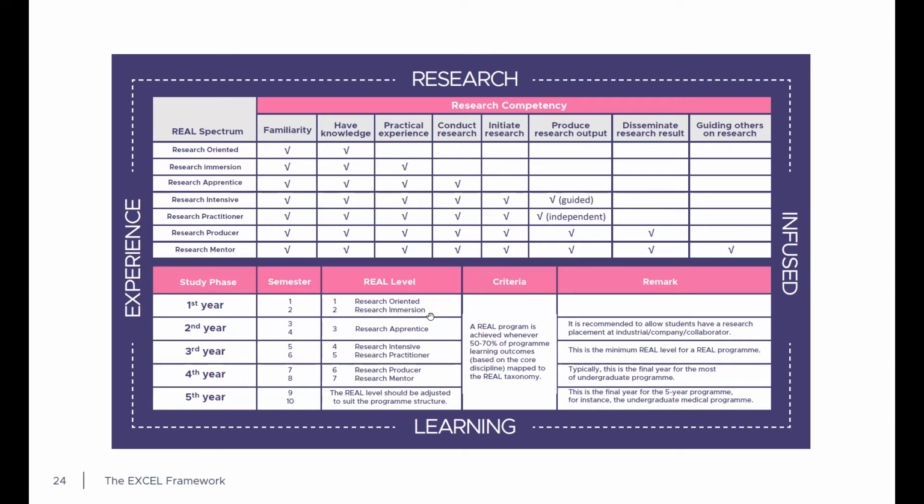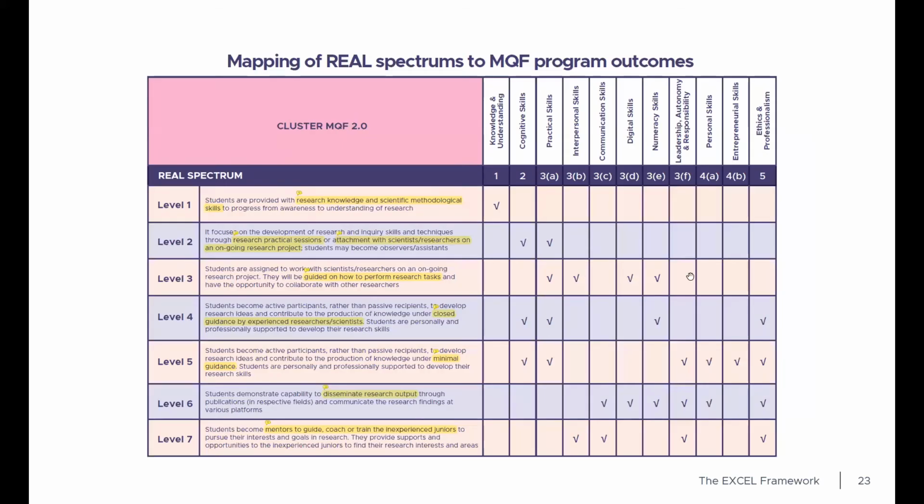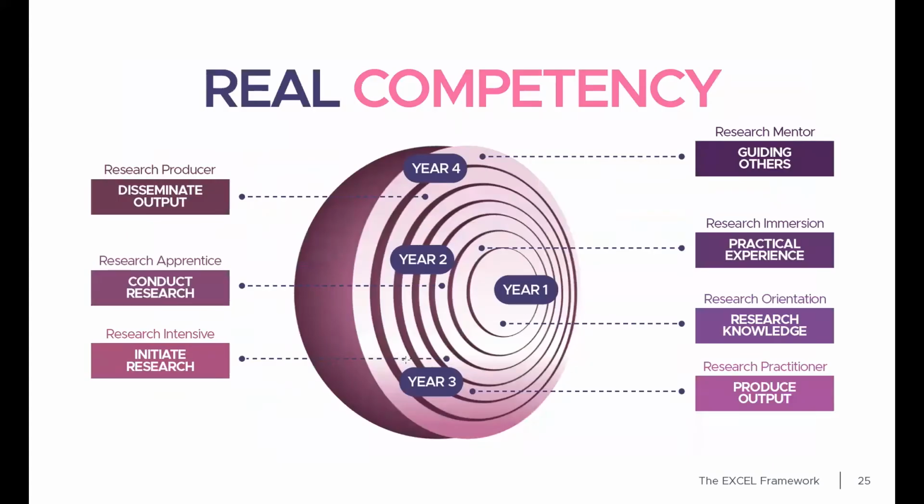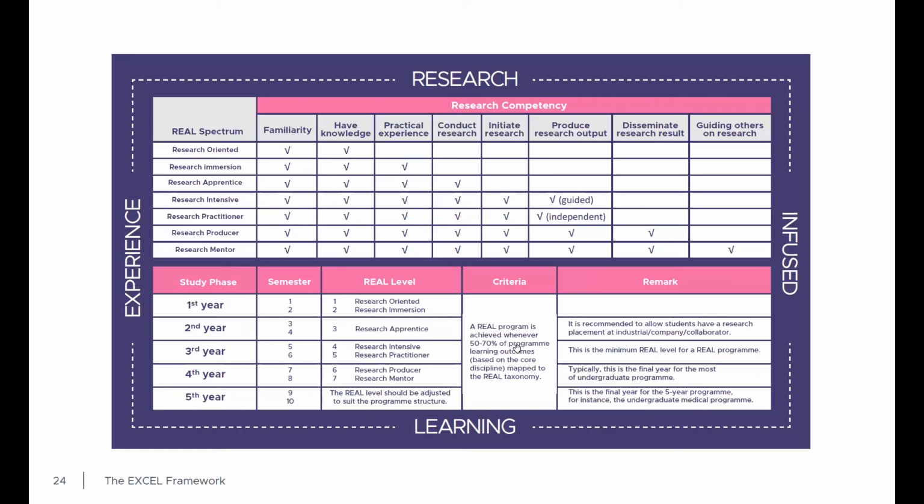And this is the criteria for a REAL program: it is achieved whenever 50 to 70% of the program learning outcomes map to the REAL taxonomy. As I mentioned here, if 50 to 70% of your program outcomes are mapped to the REAL taxonomy, then we are fine. All right. And here are some of the remarks. Level 5 is the minimum REAL level for a REAL program. It doesn't have to go all the way to level 7 where they become the mentor, not necessarily. As long as they are at level 5, it should be fine.